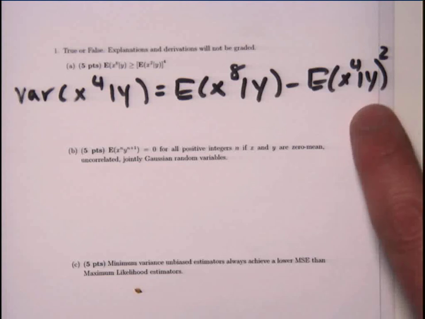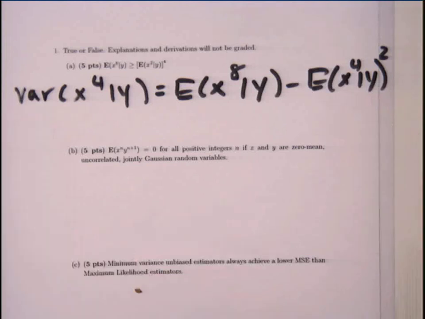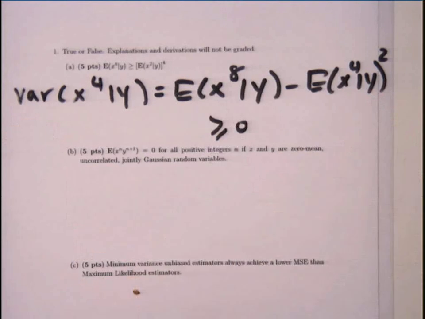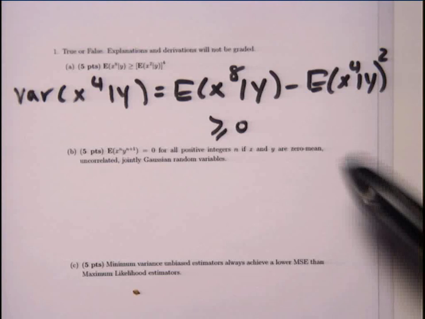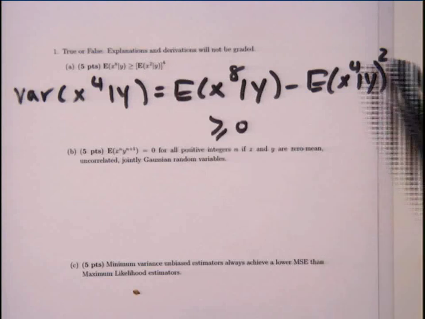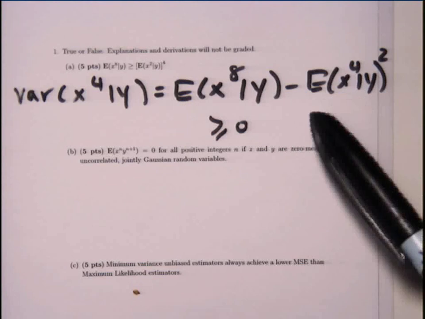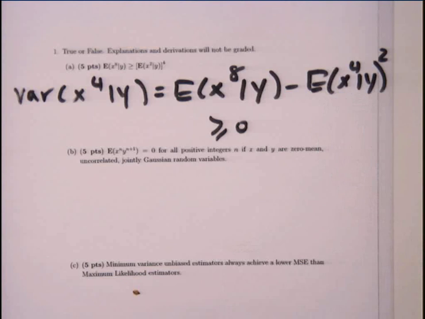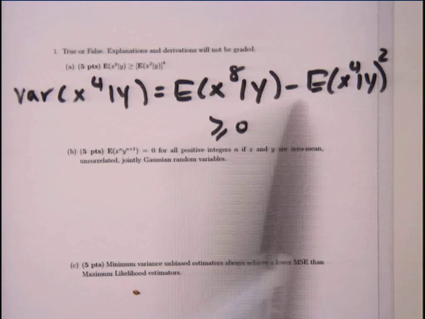If you look at this, it is a variance, so this quantity here has to be bigger than or equal to 0. I've just written the definition of the variance of x to the 4th. Now I'm not quite done yet, because this is actually x squared to the 4th, whereas this is x to the 4th squared. But then I can write the definition of the variance of x squared again, and I get another term here that behaves the same way. And then you'll see that this is true.